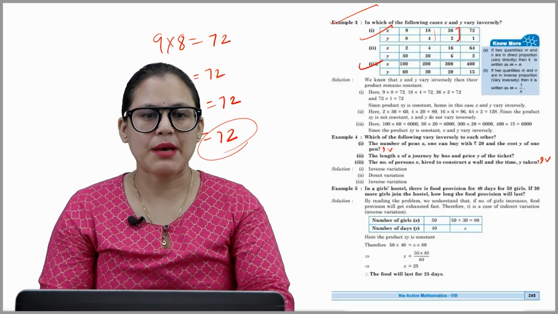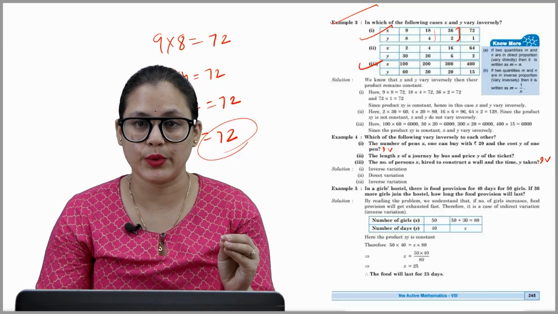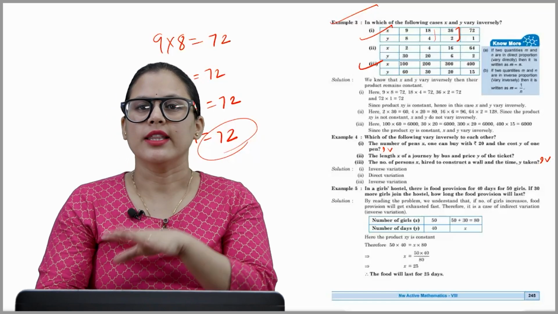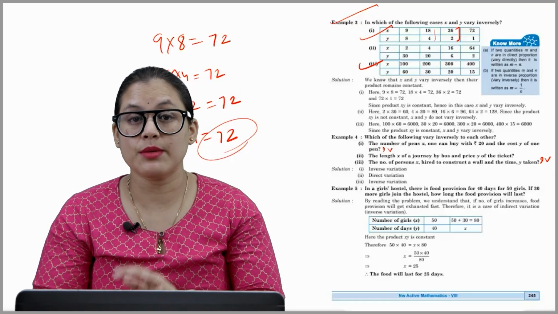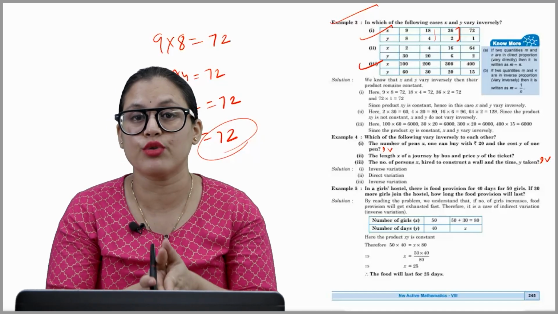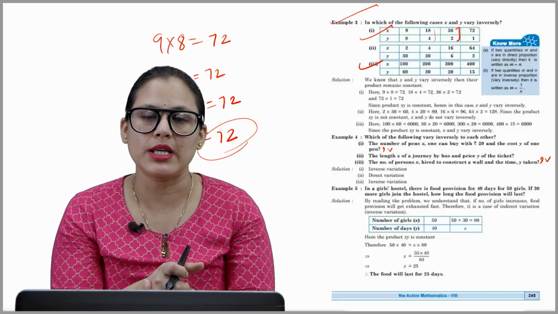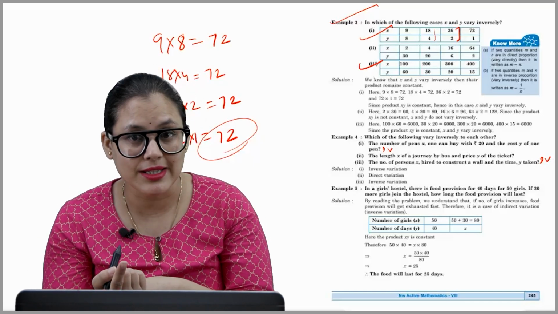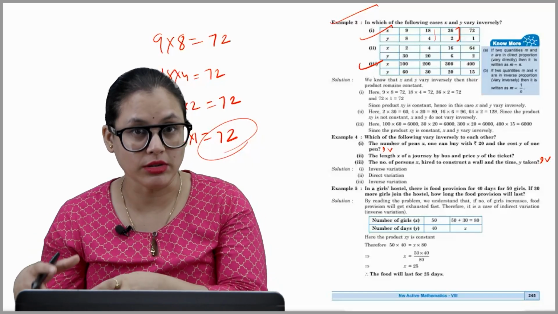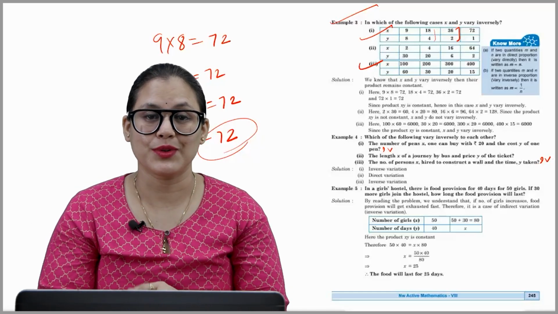Okay. Example 5, in a girls' hostel, there is food provision for 40 days for 50 girls. If 30 more girls join the hostel, how long will the food provision last? There are 50 girls and the provision of food is for 40 days. Now 30 more girls join them, which means the number of girls has increased. Now will the food last longer or not? Of course not, because the number of girls has increased. So this is inverse variation.